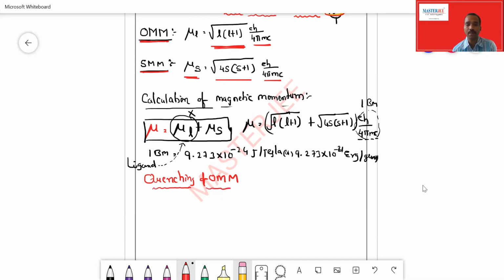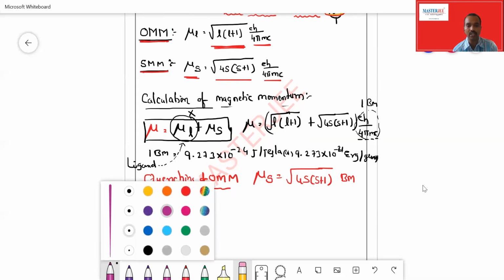So in that case, what happens? Only the spin only magnetic momentum will work. So mu is equal to root over 4S into S plus 1 Bohr magneton. This is the formula we know. Now see here, already we know that S is the spin only magnetic momentum. If one electron is revolving, how can you express this?